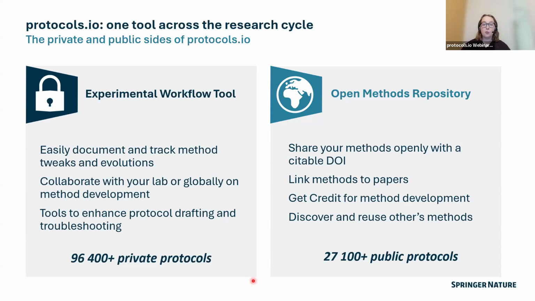We also are an open method repository where you can share your method openly and receive a citable DOI. This allows you to then link the method to papers, get credit for any development work you've done for your methods, and then discover and reuse others' methods. So someone may have already created a method on Protocols.io that you can adapt for your own use and build upon. And there are over 27,100 public protocols on our open methods repository.